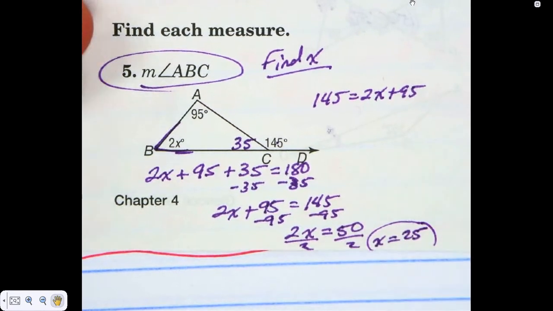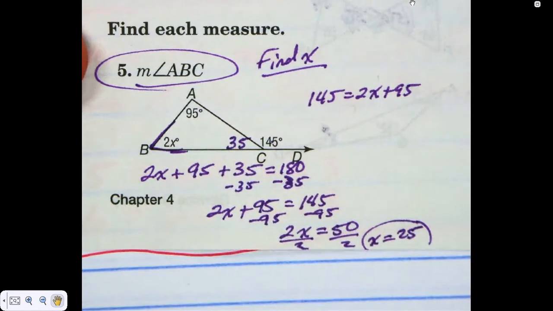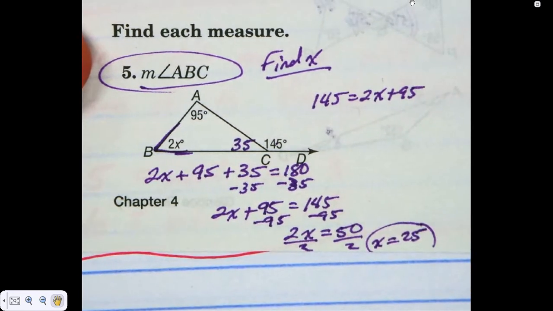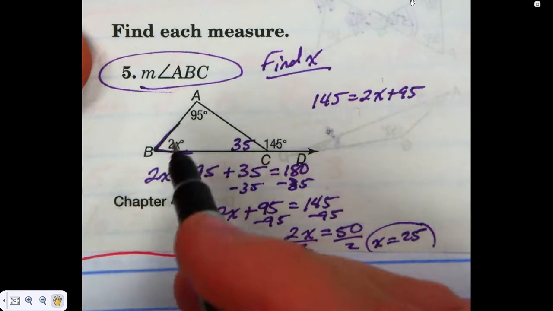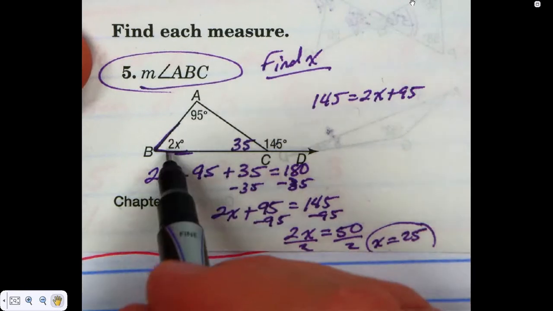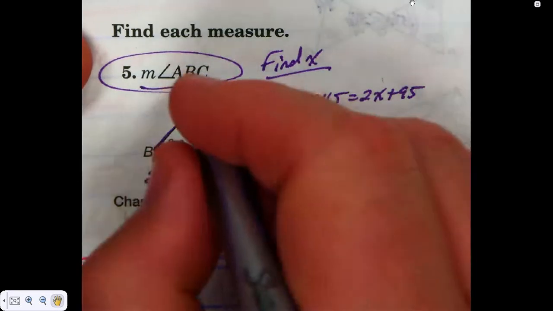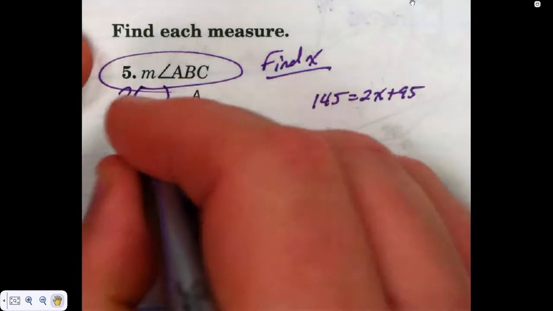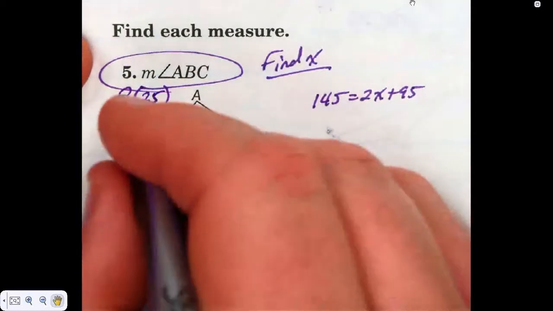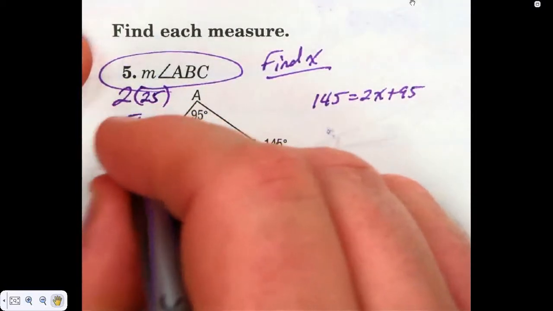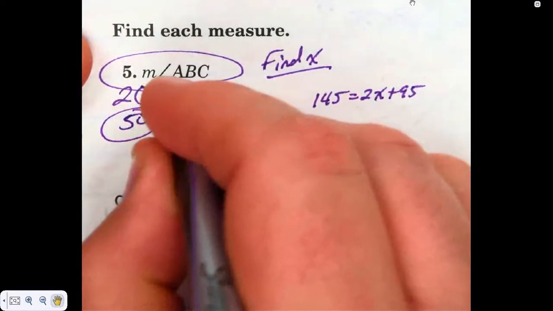25. Is that what the problem's asking for? No. Yes. No. Again, what's the problem asking for? Measure of angle ABC. If the measure of angle ABC is x, then that's what it's asking for. Is it x, though? It's 2 times what? x. Whatever x is, and x is what? 25, so 2 times 25 is? 50. So that's your answer right there.